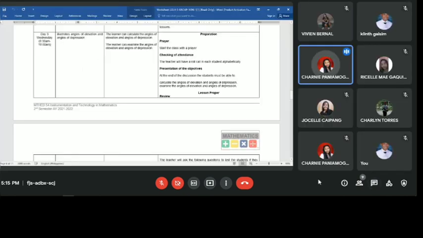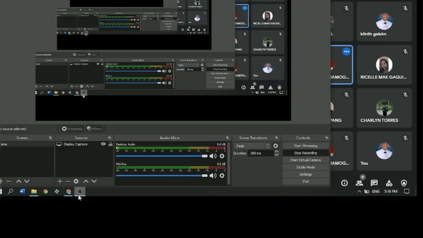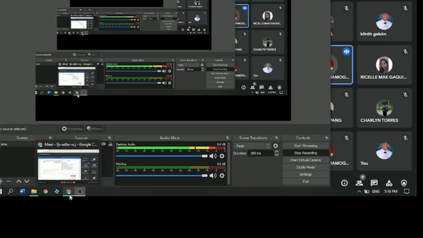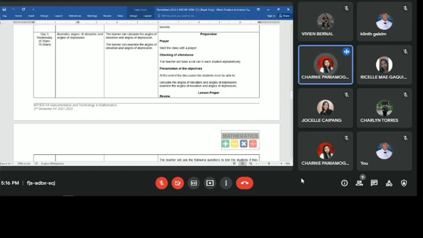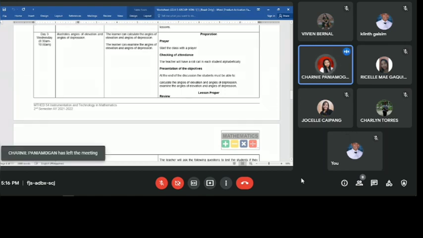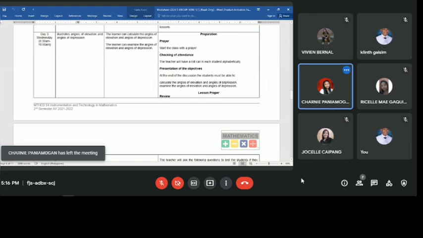The learning competency is illustrate angles of elevation and angles of depression. And then for the specific daily learning outcomes, the learner can calculate the angles of elevation and angles of depression. Second is the learner can examine the angles of elevation and angles of depression.